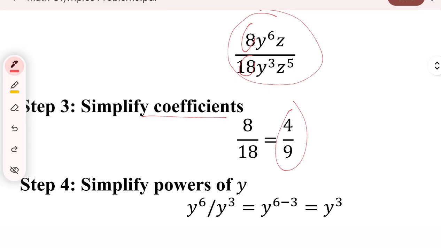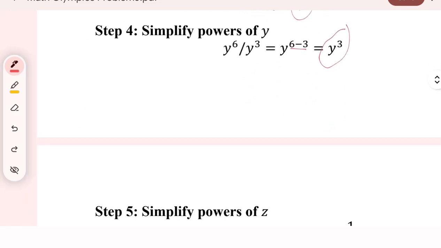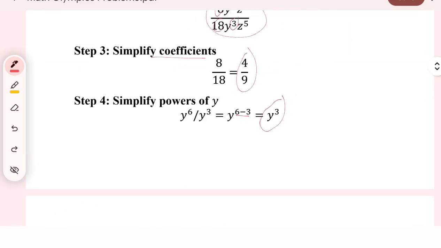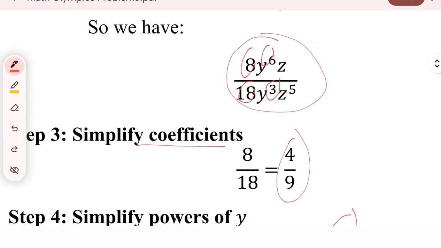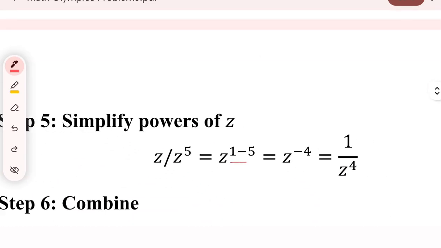We can simplify y as well, because we have here 6 and here 3. And what do we do with the exponents when we divide? We subtract the exponents. So we have 6 minus 3. Therefore, y simplifies to y to the 3rd. Can we simplify z? Let's look at the z. Yes, of course, we have the power 1, and for z in the denominator, it is 5. So we simply subtract 1 minus 5, so z to the negative 4.